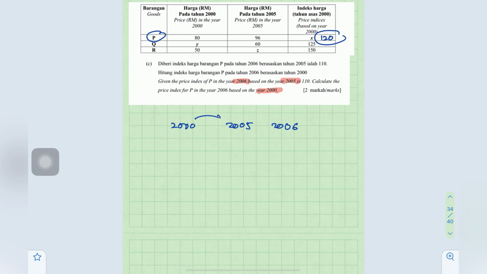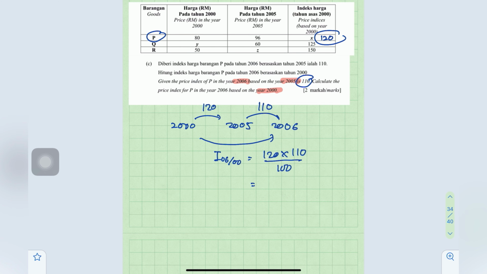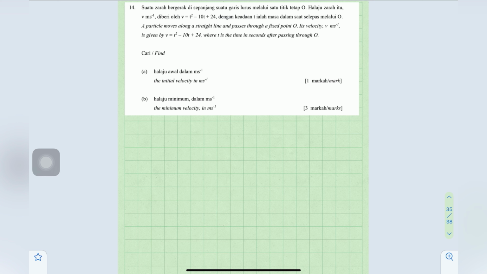Okay, so this one kita ada relation from 2000 to 2005. So this one is 120. Yang dia bagi 110 is 2005 to 2006 which is 110. So dia suruh cari this one I 2006 based on 2000 which is equals to 120 times 110 over 100. The answer is 132.